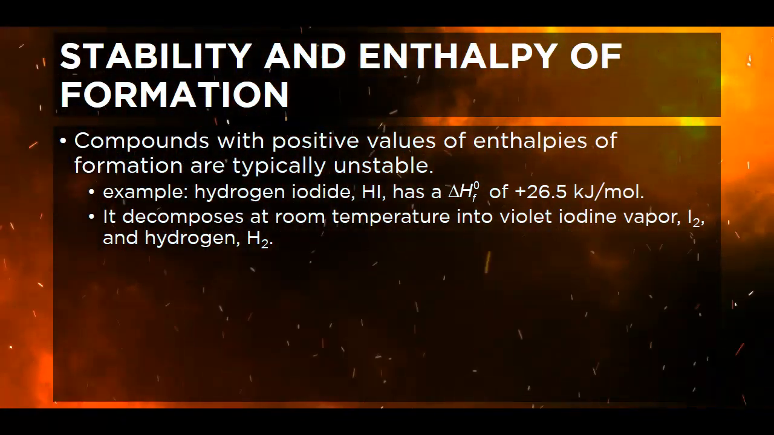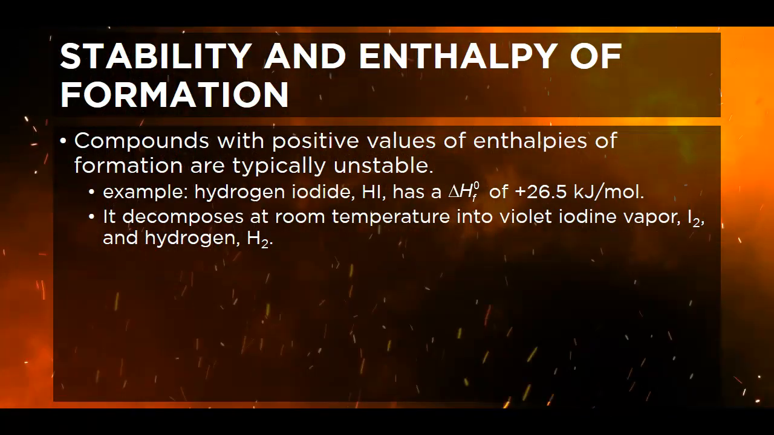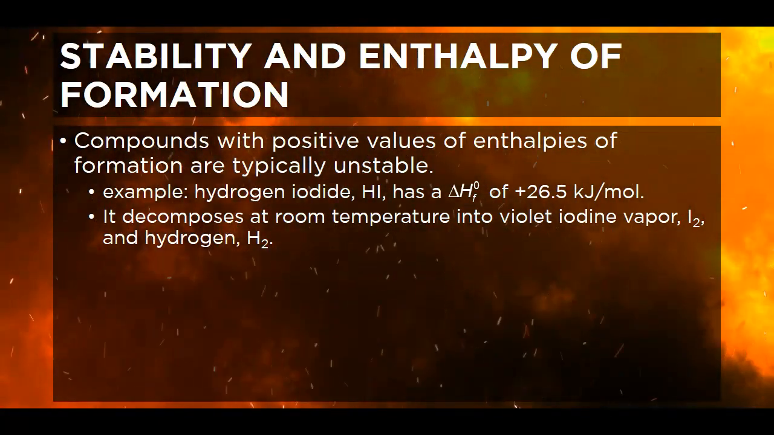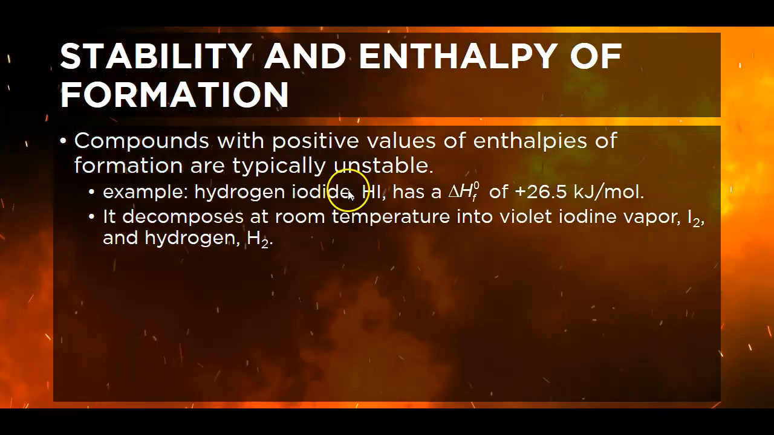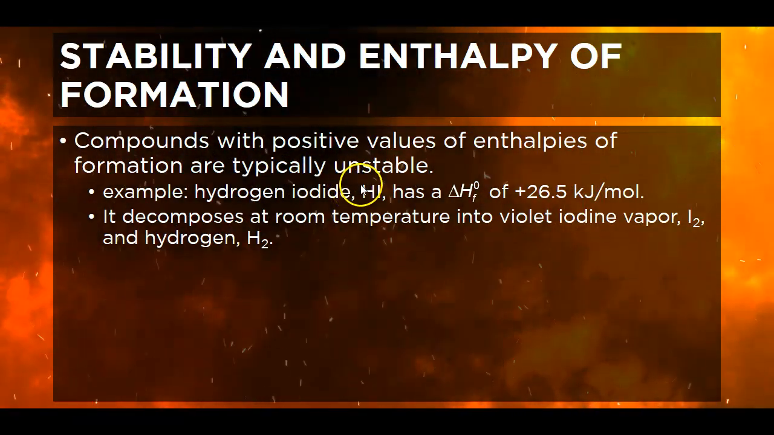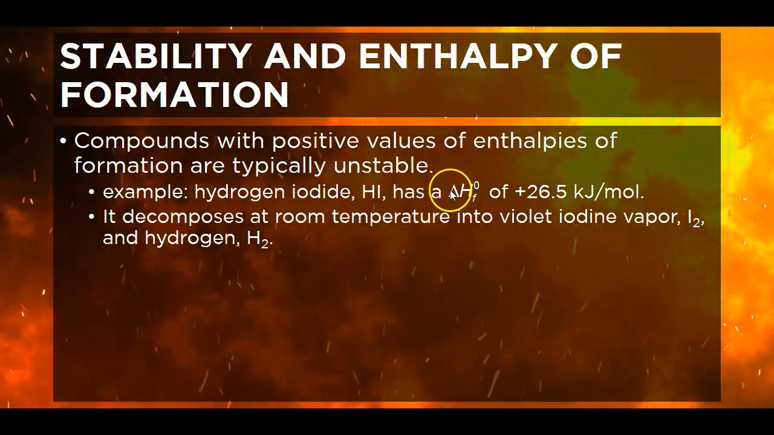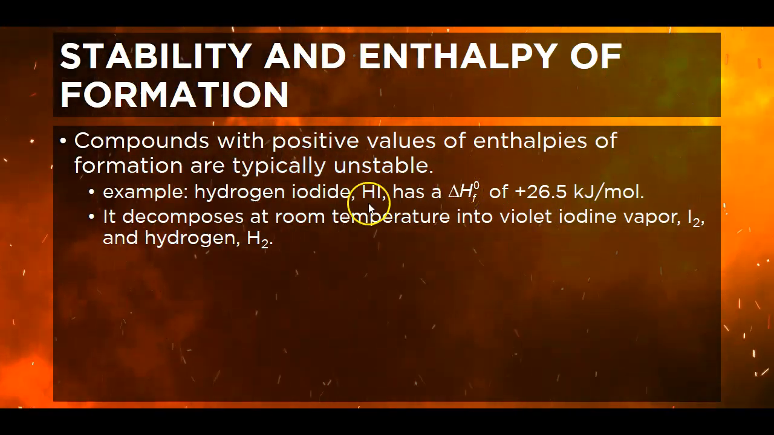On the other hand, compounds with very high positive values, or just positive values in general, tend to be unstable. For instance, hydrogen iodide has an enthalpy of formation of positive 26.5 kilojoules per mole, and we can actually see this reaction happen as hydrogen iodide decomposes into iodine vapor and hydrogen.